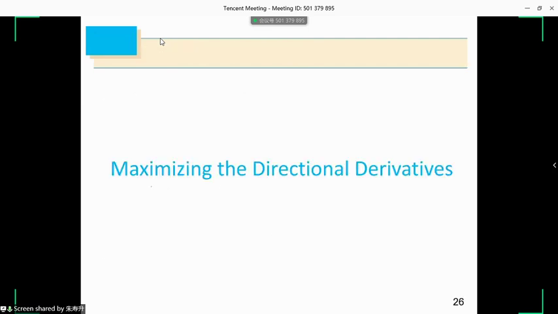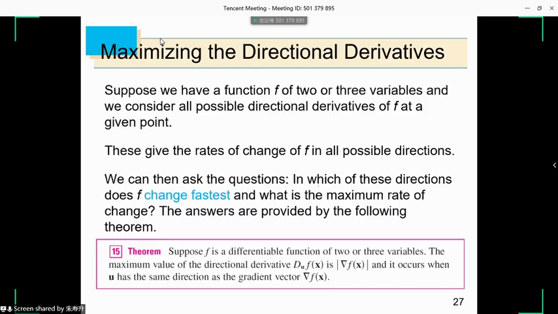So another part is maximizing the directional derivative. As I have said, there are many directions. There is a special case, the direction in which the function increases or decreases the farthest. In which direction does f change the fastest, and what is the maximum rate of change?